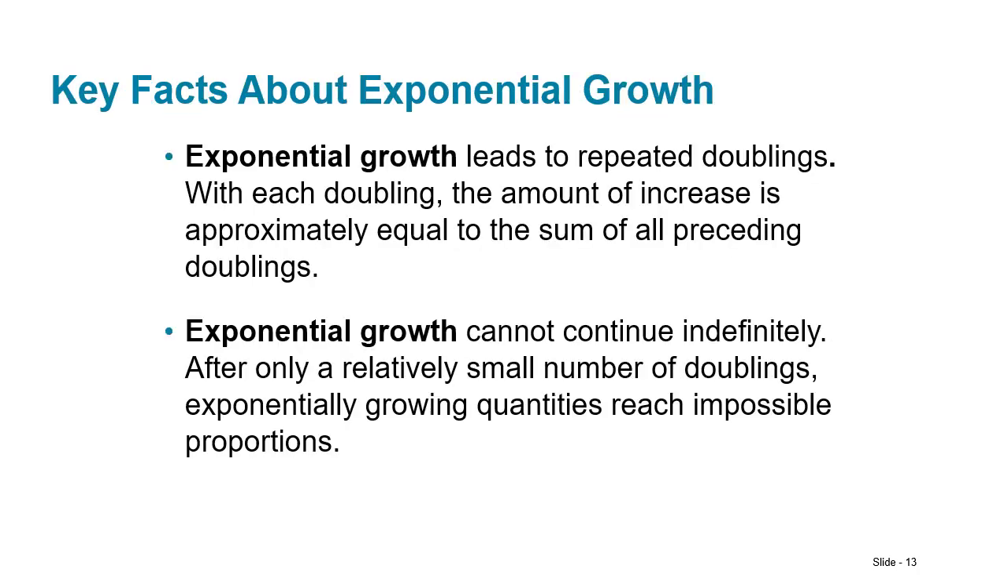So the key facts, right? Exponential growth leads to repeated doublings. Things double, and so we call that doubling time. We calculate how long something takes till it doubles, and we call that its doubling time. And exponential growth cannot continue indefinitely because the numbers just get too big. Right? I mean, technically they can, but in the real world, things tend to not double forever, right? Okay, and that's everything you need to know about linear versus exponential growth.